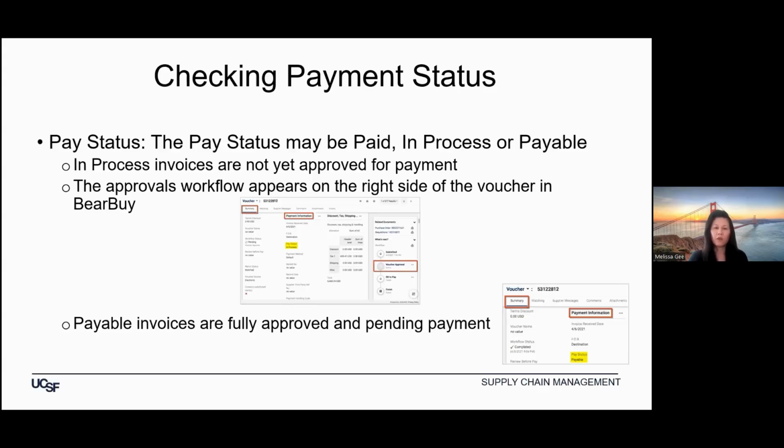The approval workflow is also listed on the right side, highlighted there, so you can see where it is in the workflow and where it may be pending approval. As I mentioned before, payable invoices are fully approved and pending payment, and you can see the status on the voucher itself.